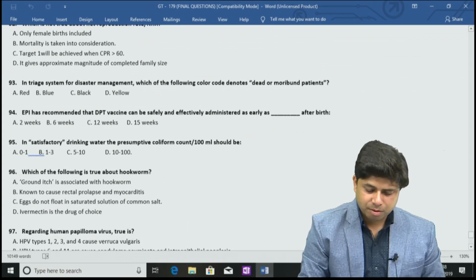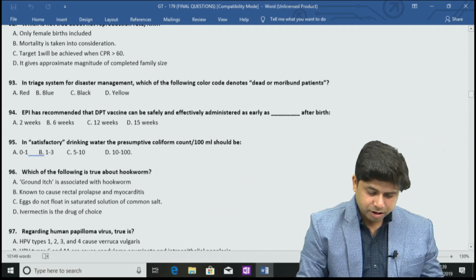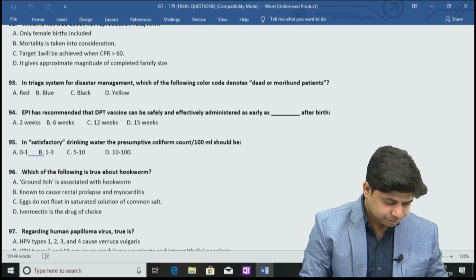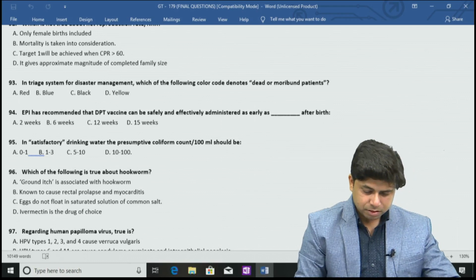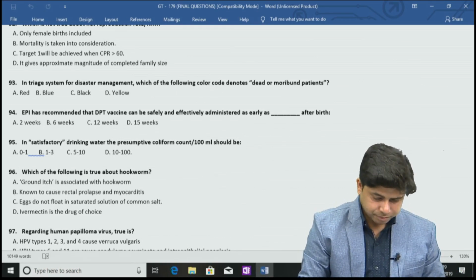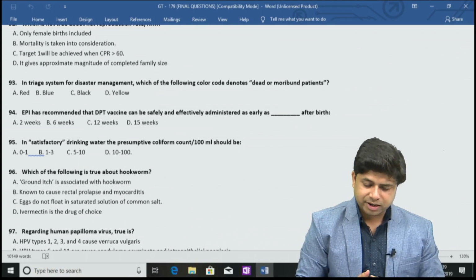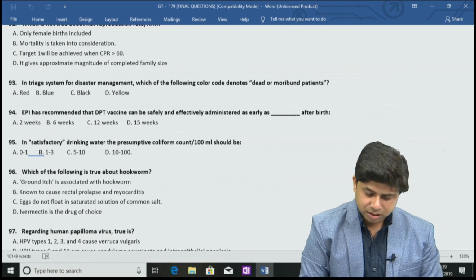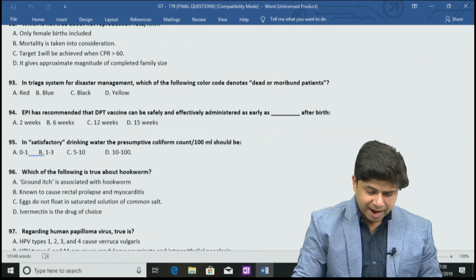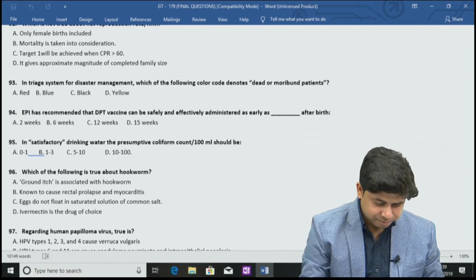So let's go to the next question, which is question number 96. Which of the following is true about hookworm? Ground itch is associated with hookworm. Known to cause rectal prolapse and myocarditis. Eggs do not float in saturated solution of common salt, and ivermectin is the drug of choice. So question number 96, what is the correct answer?